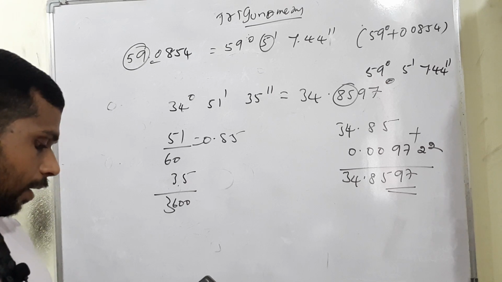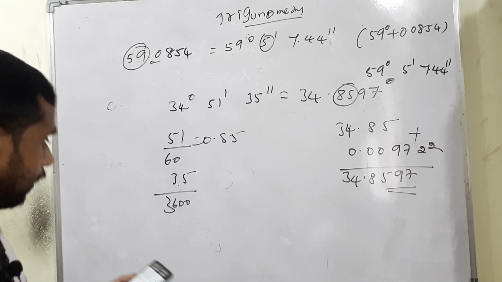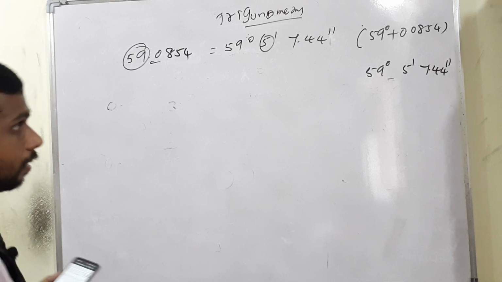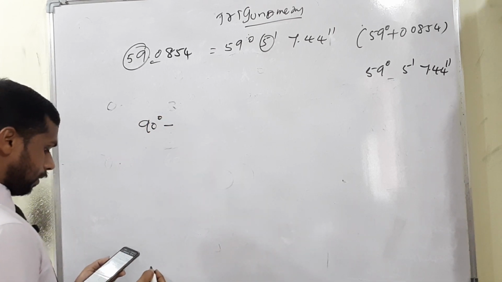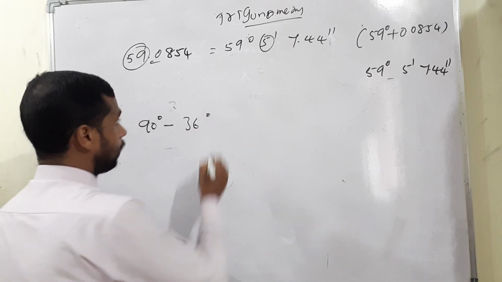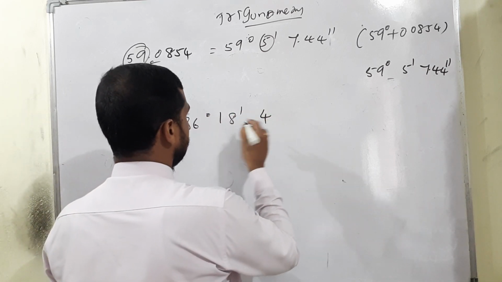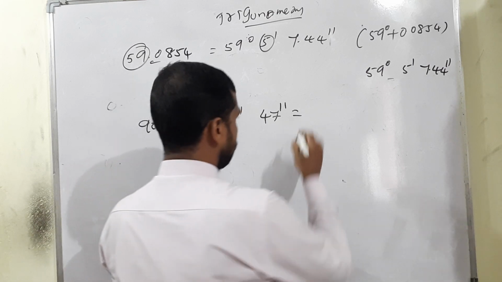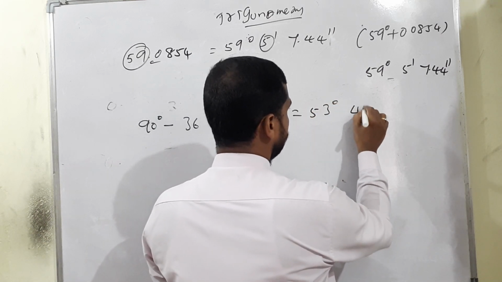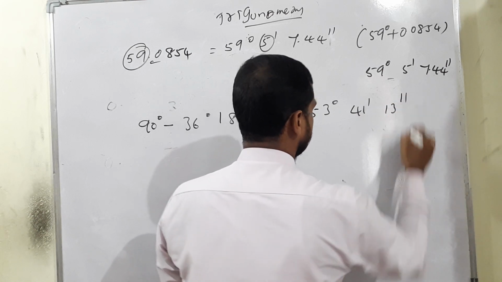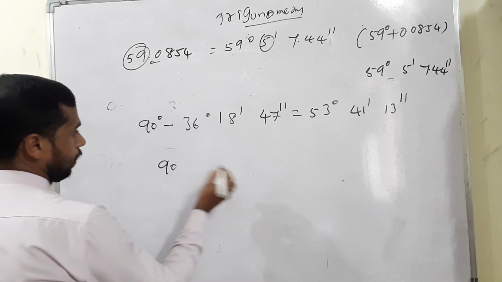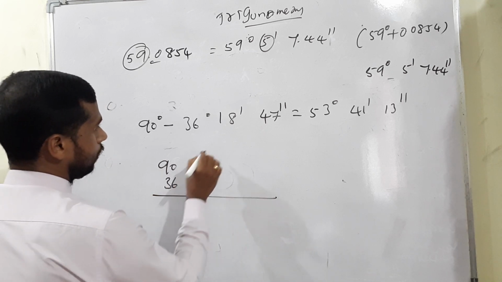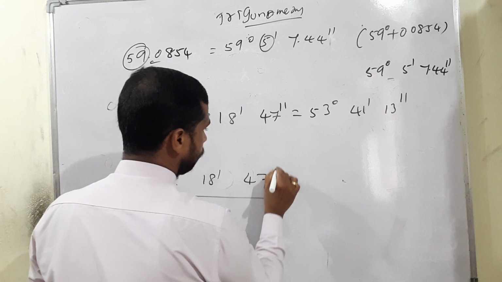Then another condition is also there, the last one. So 90 degrees minus 36 degrees 18 minutes and 47 seconds. Sorry, 36 degrees 18 minutes and 47 seconds. The value we have is 53 degrees 41 minutes and 13 seconds. How? Listen very carefully. 90 minus 36 degrees, 18 minutes and 47 seconds.